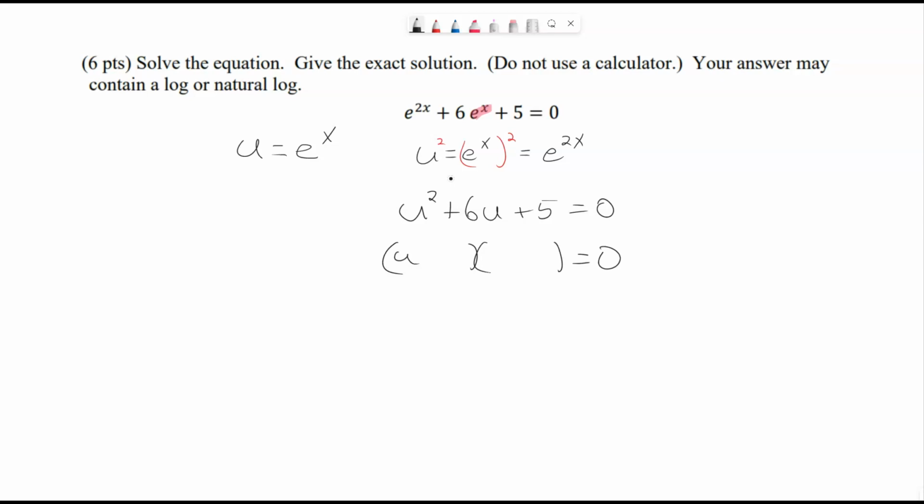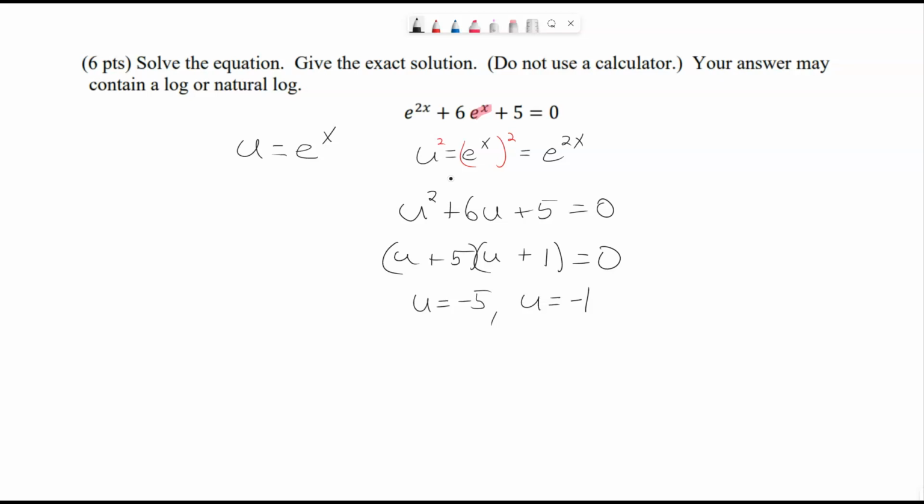We can solve by factoring. 5 times 1 is 5. Inner and outer products, 5u and u is 6u. And get u equals -5, and u equals -1. This is great. These are the solutions of our u quadratic equation.